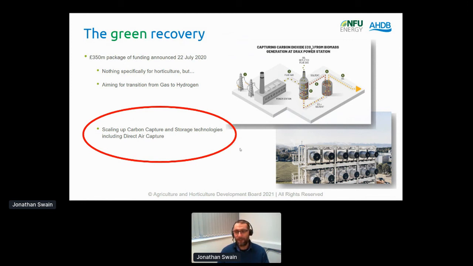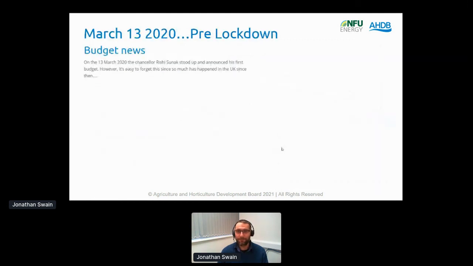But these are the sorts of technologies the government's very keen to support and could make a big difference in addressing some of that balance, where we can't avoid emitting carbon and we have to take it out of the atmosphere to redress that balance.